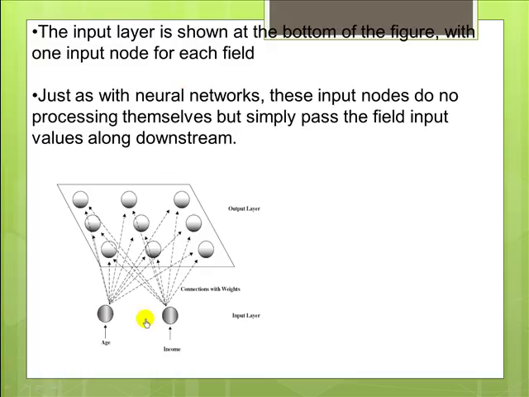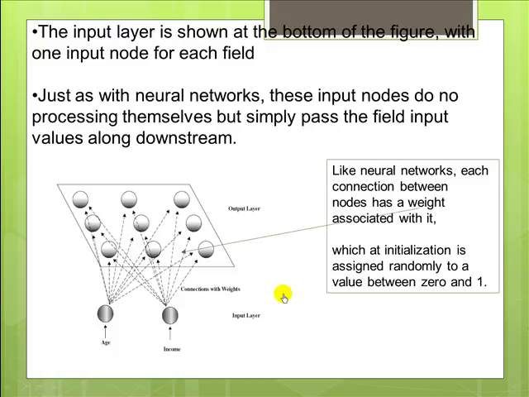The input layer is shown at the bottom of the figure with 1 input node for each field, for each variable. So we have an income variable, so that's 1 node, and an age variable, so that's a second node. And we only have 2 here because we're just talking about 2 fields or 2 variables. Just as with neural networks, these input nodes do no processing themselves. They don't do anything except take the variable values and simply pass the field input values along downstream.